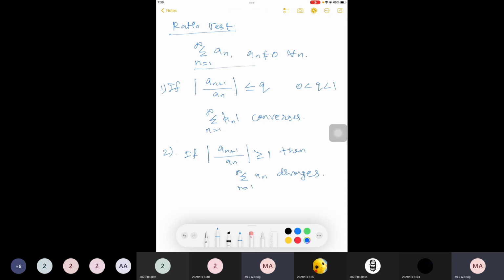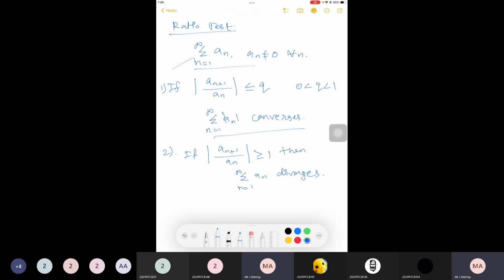First, you have to consider a sequence. If the modulus of a_(n+1) divided by a_n is less than or equal to a certain number q, where 0 is less than q less than 1, then we can say that the given series converges. The second condition is, if the modulus of a_(n+1) by a_n is greater than or equal to 1, then the series diverges. These are the small concepts. If you know this concept, we can easily apply the ratio test.